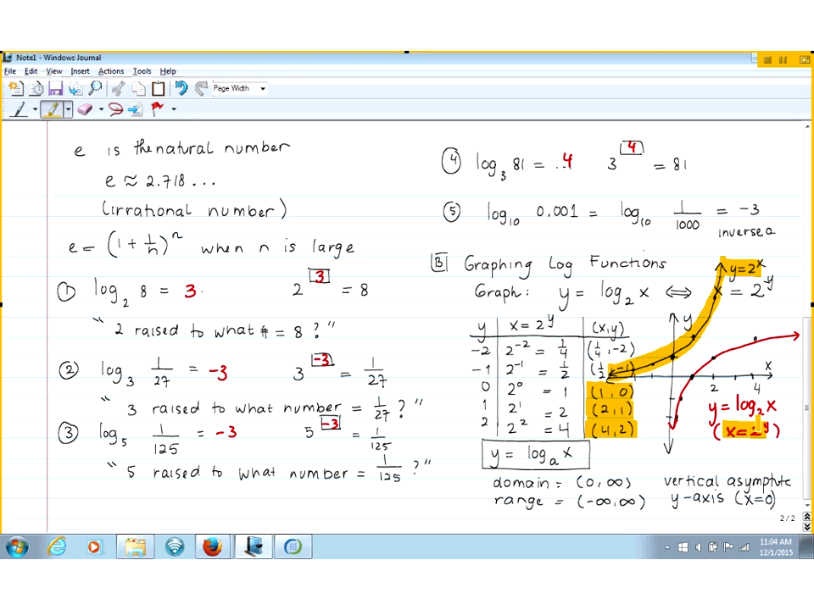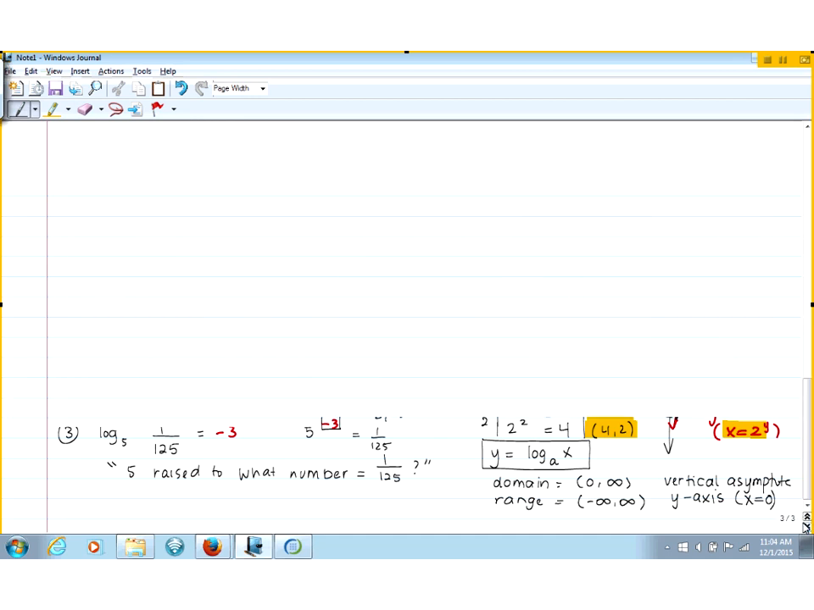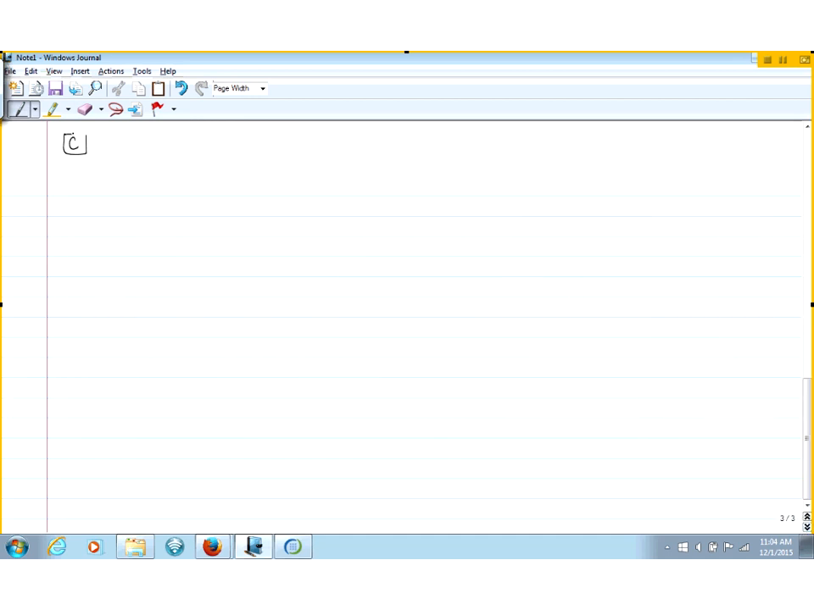Now, what we want to do next is solving log equations, solving simple log equations. Are you guys ready? So in this case, we are solving simple ones. Later on we solve more difficult log equations.